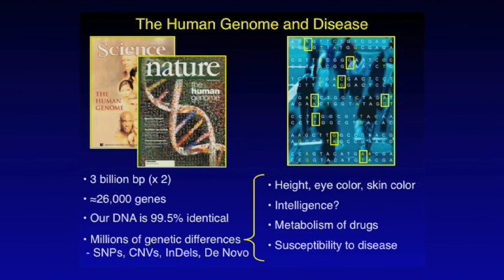But that last little bit certainly leaves millions of different genetic variations, things like SNPs, copy number variants. I'm going to talk about what those are a little bit later. But just differences in our DNA. And those differences in our DNA certainly account for things that we're all familiar with, things like height, eye color, and skin color.